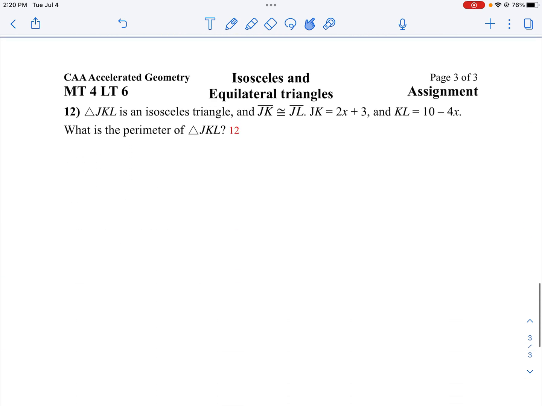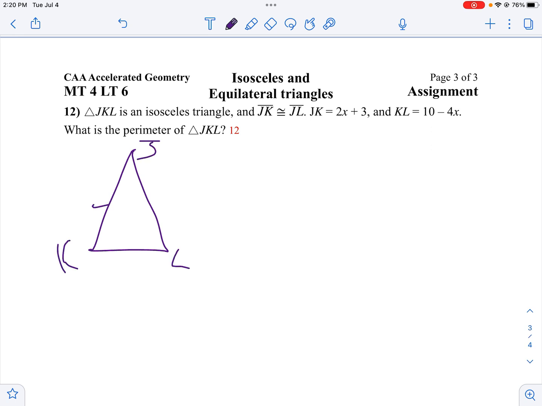Okay, question 12 at first seems impossible to do because you've got this triangle JKL, and we're told JK and JL are congruent. Those are my legs. I'm told J to K is 2x plus 3, and that means J to L is 2x plus 3. I'm also told K to L is 10 minus 4x. I'm supposed to find the perimeter, but I'm not given any numbers. But remember, to find the perimeter, we add them all up.